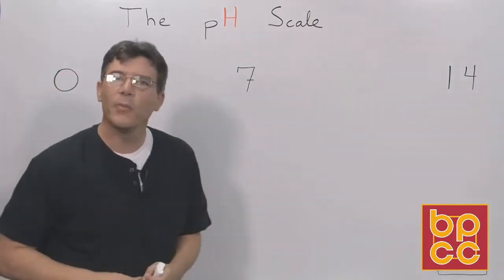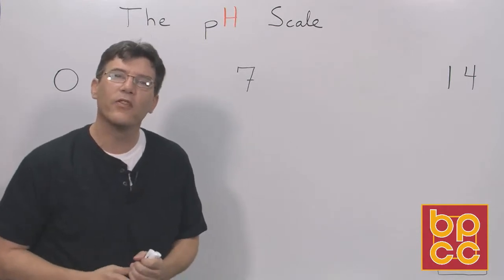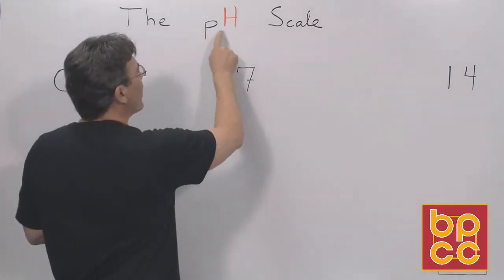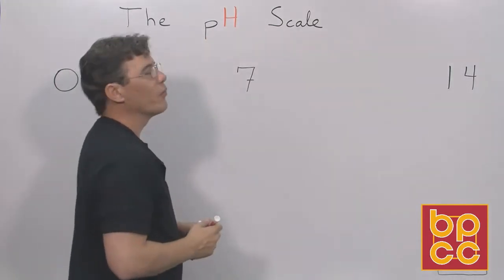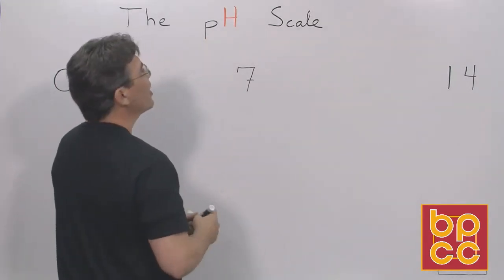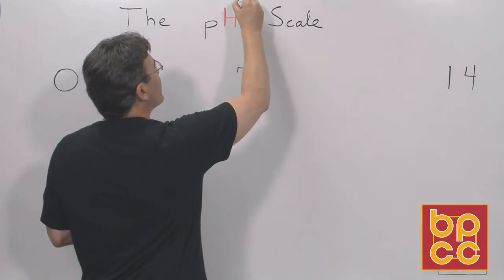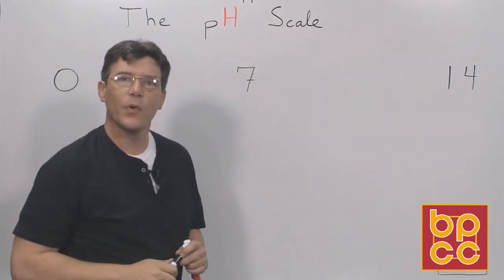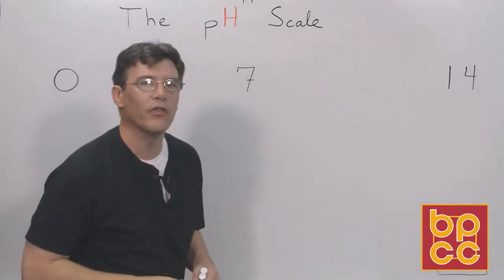So let's talk a little bit about what the pH scale means numerically. Now the pH scale, you notice I have up here the H in red. What the pH scale really indicates, it's a scale based on acidity. Okay, so it's really the pH plus 1 scale.